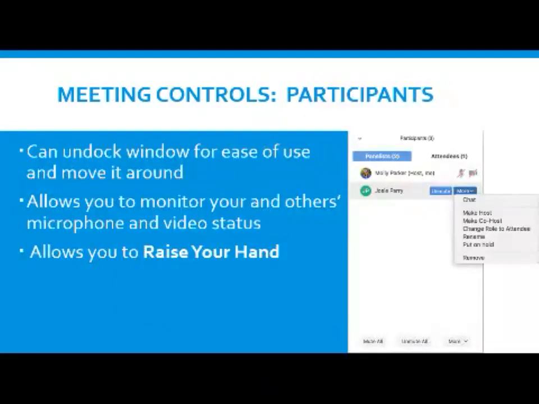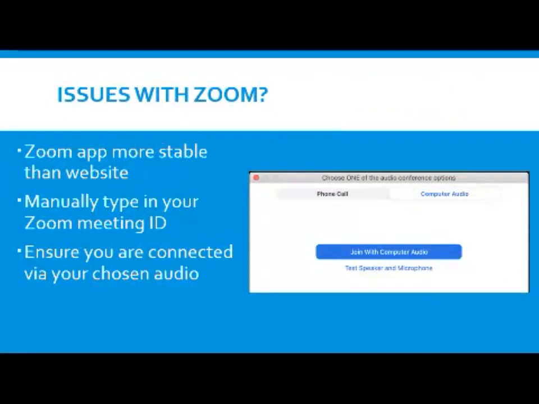There is also the Participants button. By clicking this button, you open up the Participants window. By default, this window is attached to the main Zoom window, but you can undock it for ease of use and move it around. This window allows you to monitor your and others' microphone and video status. It also allows you to raise your hand in order to ask a question. Those are a couple of meeting controls.